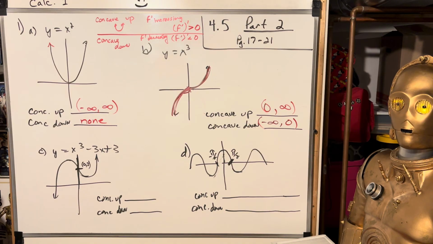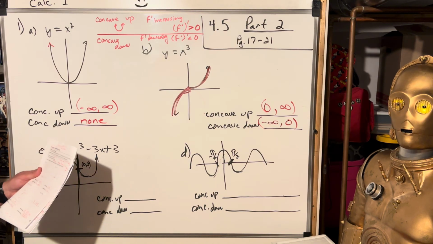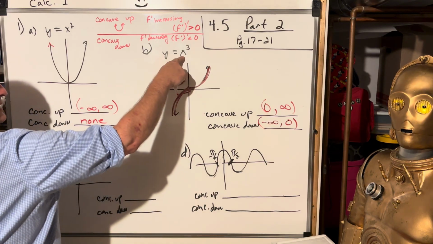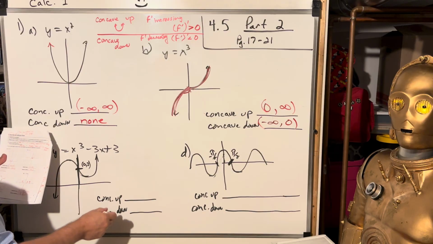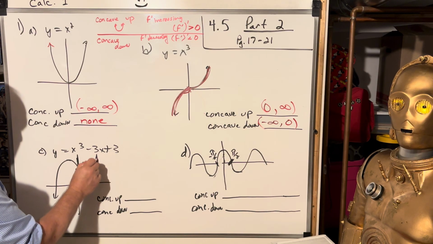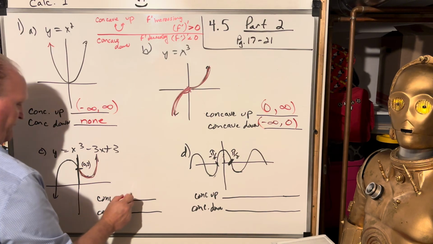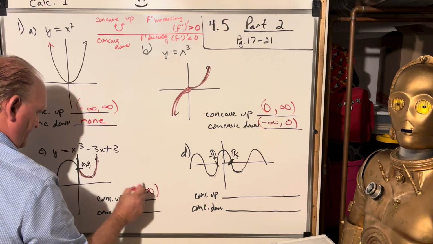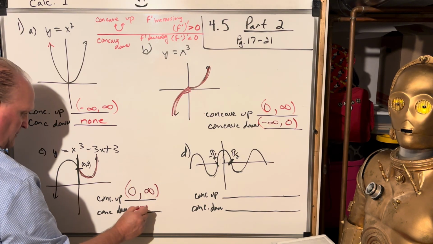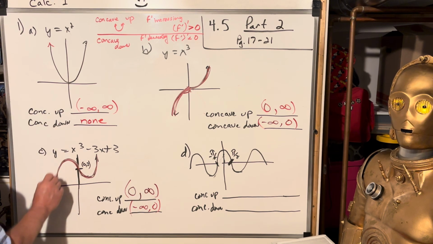All right, this one's a little more interesting, a cubic, but it's got minus 3x and plus 3. So we go a little up, we go a little down. It's not just a boring cubic like that. So where is this one concave up? Well, concave up means like this. So that's from 0 to infinity. And concave down then is negative infinity to 0. That would be like this part.